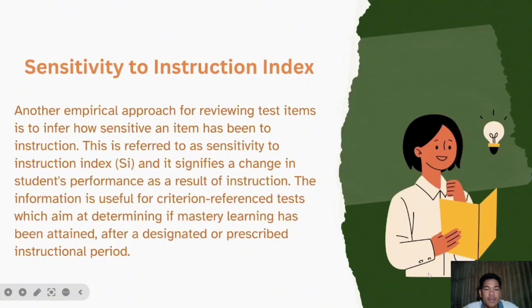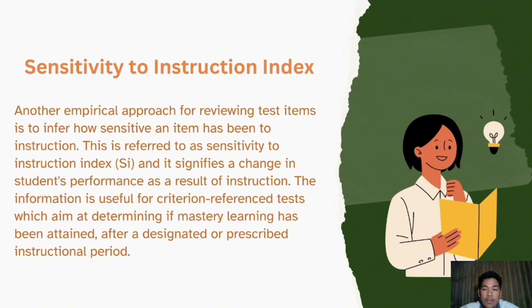So, sensitivity to instruction index. Another empirical approach for reviewing test items is to infer how sensitive an item has been to instruction. This is referred to as sensitivity to instruction index or SI, and it signifies a change in students' performance as a result of instructions. The information is useful for criterion-referenced tests, which aim at determining if mastery learning has been attained after a designed or prescribed instructional period.